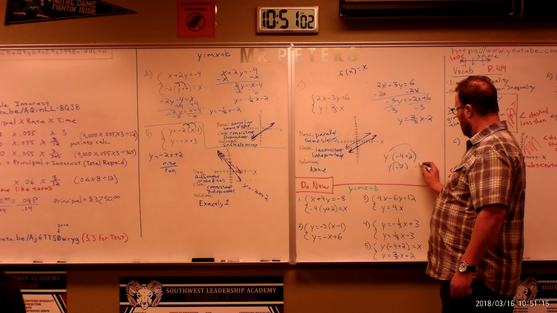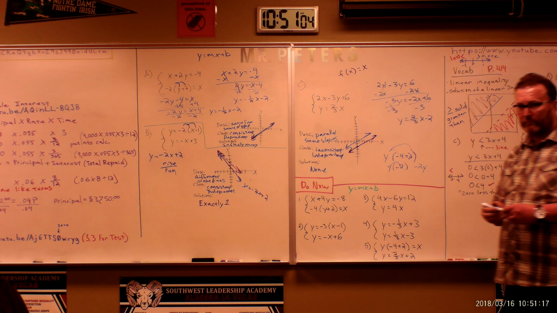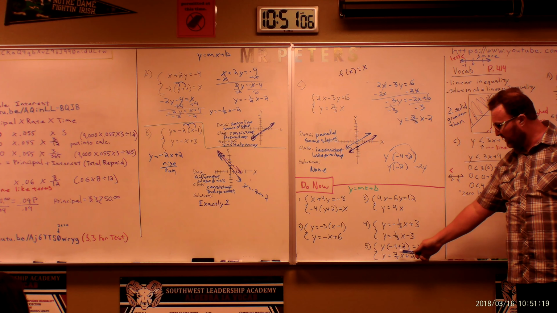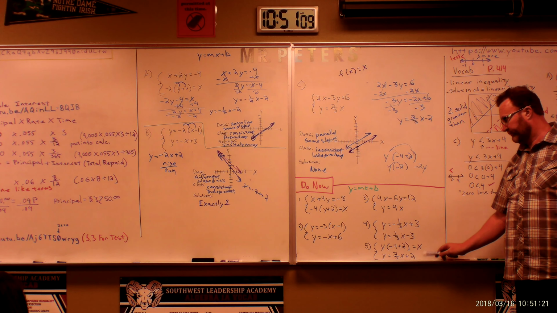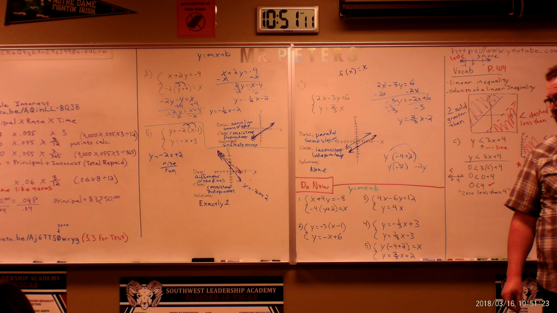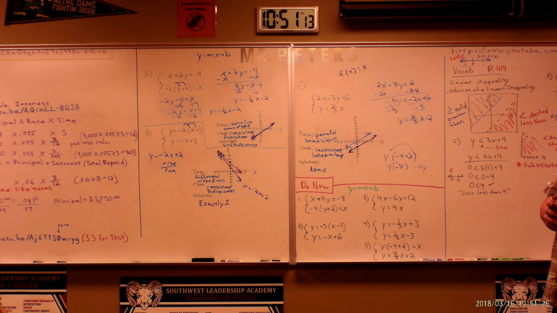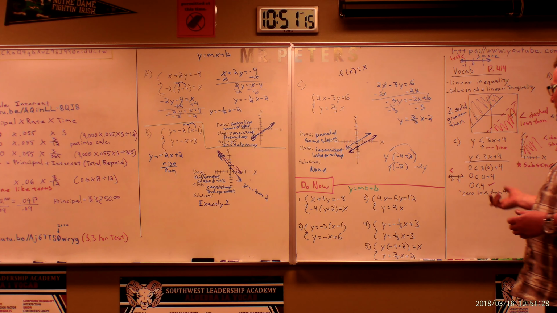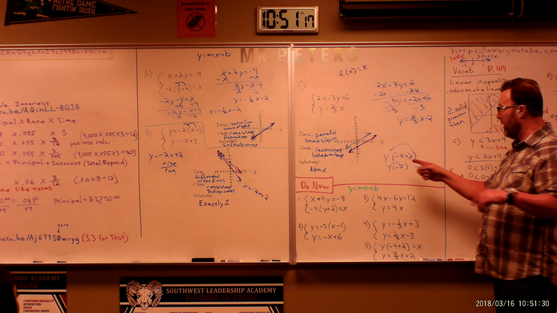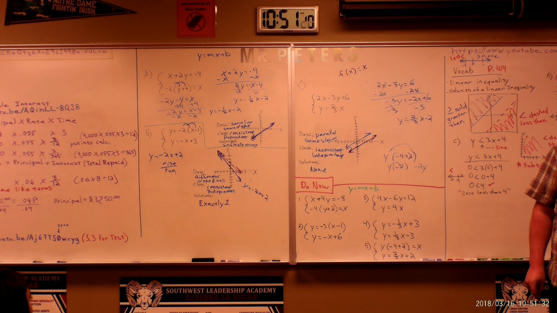Negative 2y. Do you normally see it this way? You don't. Okay. So yes, you can solve inside the parentheses, or you can do distributive property. The technically right way is to solve inside the parentheses first.